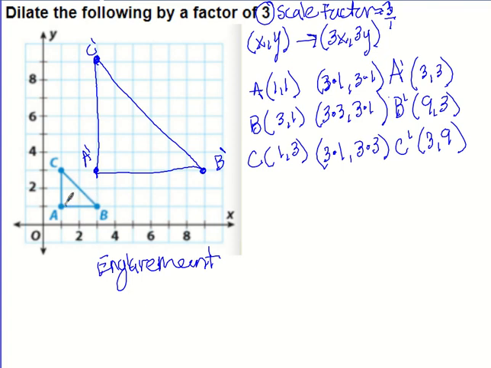So all the points were multiplied by 3. If we notice, this was 2 apart. Now it's 1, 2, 3, 4, 5, 6 apart. Well, 2 times 3 is 6. This was also 2 apart. 1, 2, 3, 4, 5, 6. So again, the lengths also change by that scale factor. Everything changes by that scale factor. If I do not change everything by 3, then it will not be the same shape. It will just be some random shape. All I want to do is take this shape and make it bigger by the exact same amount.